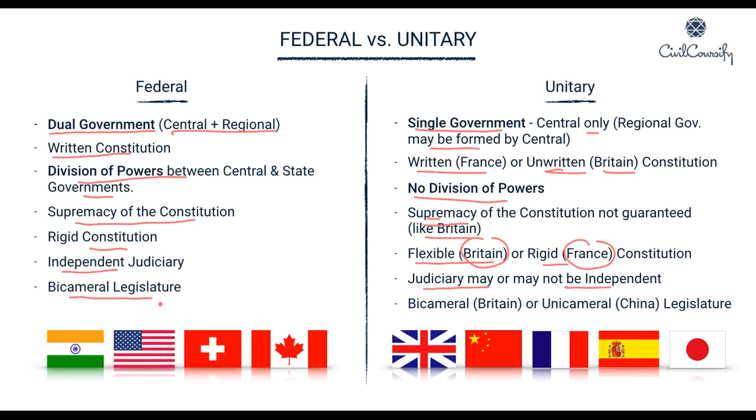So there's a bicameral legislature in federal form of government. In unitary, the legislature could be bicameral or unicameral. Britain has bicameral, China has unicameral.